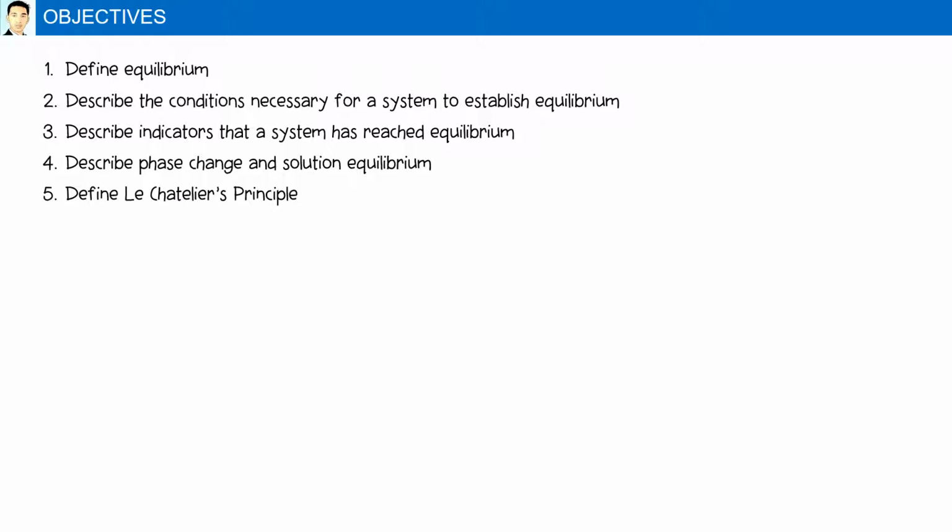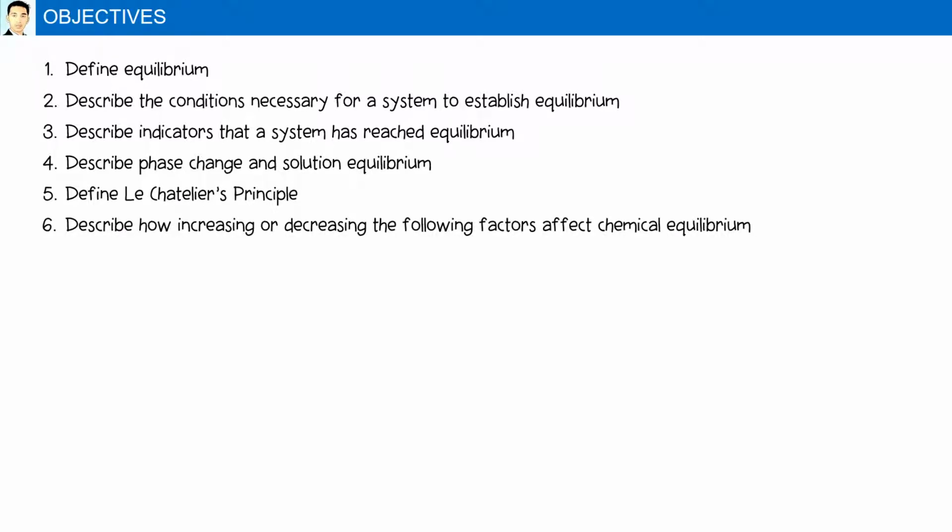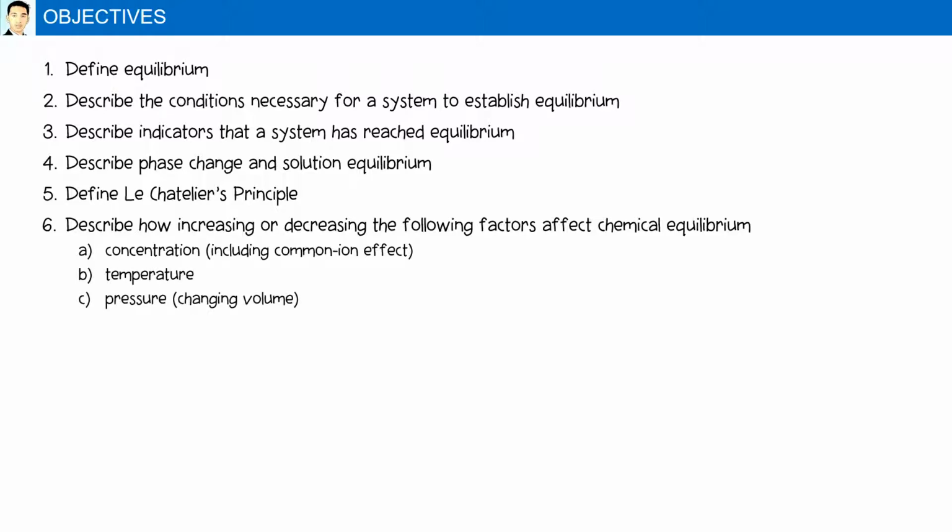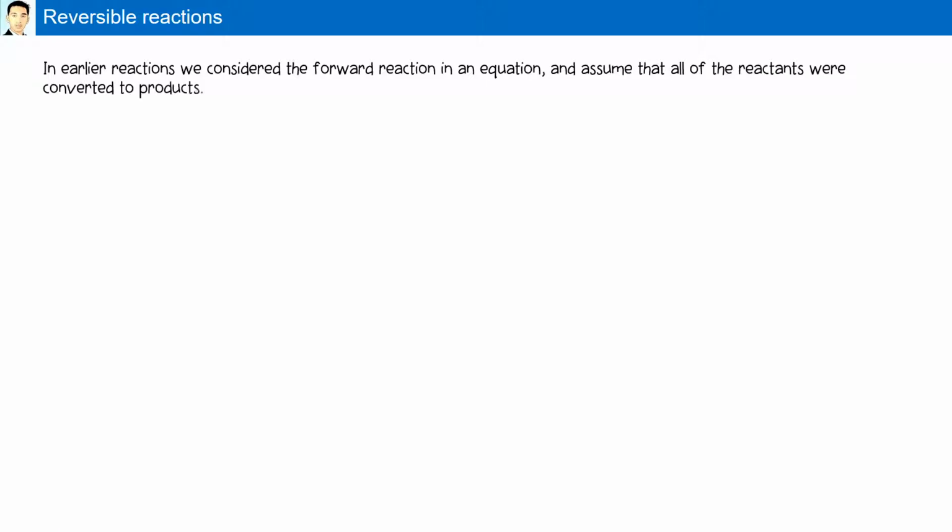Define Le Chatelier's principle. Describe how increasing or decreasing the following factors affect chemical equilibrium: concentration, including the common ion effect, temperature, pressure, catalyst.